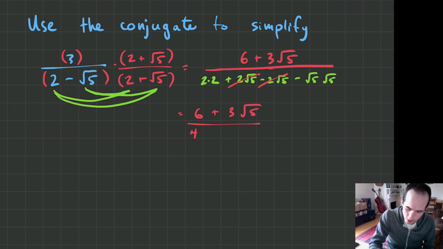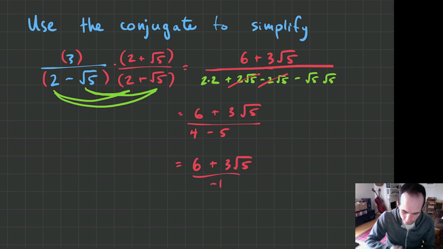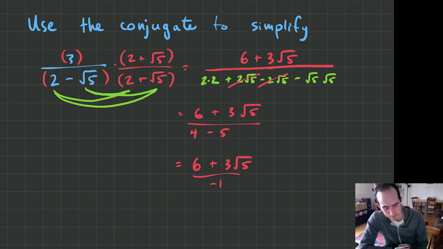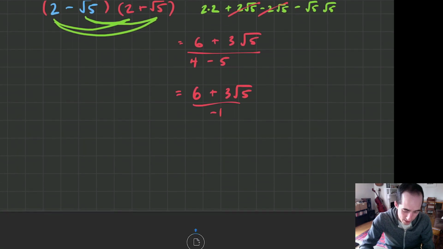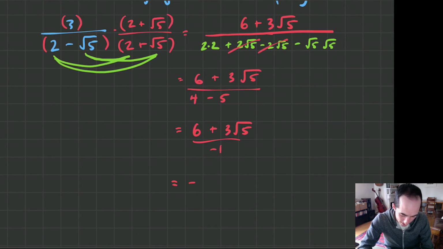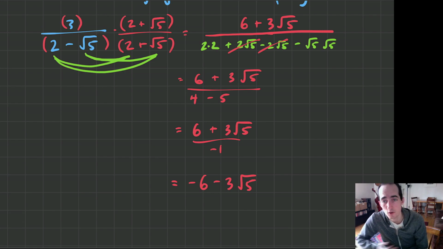And then finally we have root 5 times root 5, which is 5. So I'm going to have minus 5. And then this is equal to 6 plus 3 root 5 all over negative 1. And the nice thing about negative 1 is that it's pretty much just 1, except negative. So this whole thing is just equal to negative 6 minus 3 root 5, because I divided the whole thing by negative 1, which is the same thing as multiplying the whole thing by negative 1.